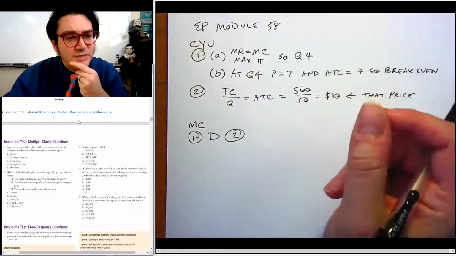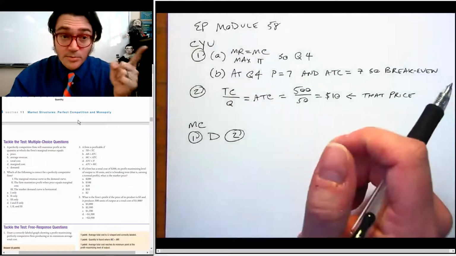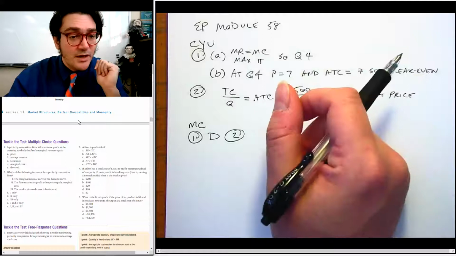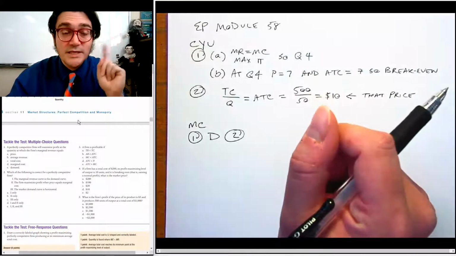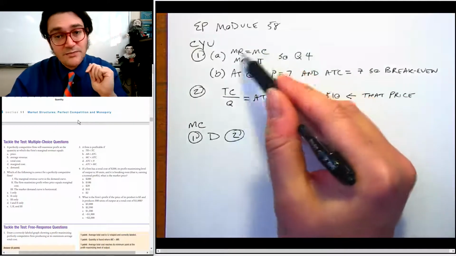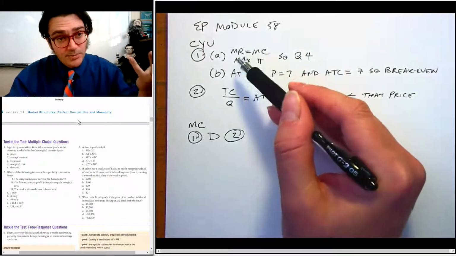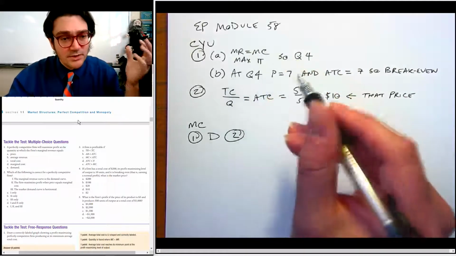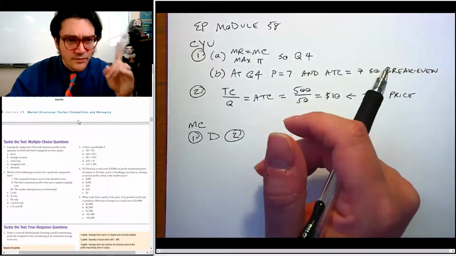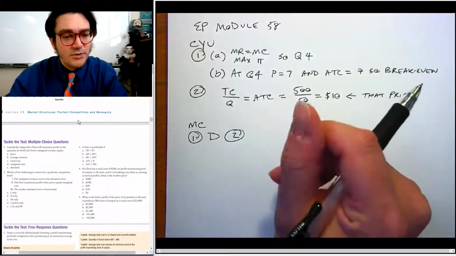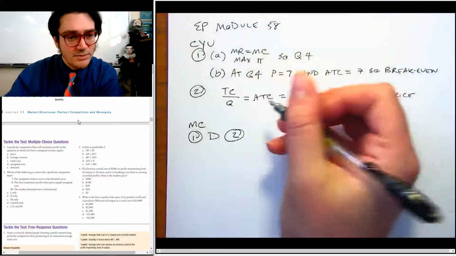Question 2, which of the following is correct for a perfectly competitive firm? 1, the marginal revenue curve is demand. MR equals D equals P, we know that. Okay, so 1 is true. 2, the firm maximizes profit when price equals marginal cost. We know they maximize profit when marginal revenue equals marginal cost, and price equals marginal revenue because of MR equals D equals P. So if we combine those two statements together, we know that 2 is also true. It's basically saying the same thing as the first multiple choice question. 3, the market demand curve is horizontal. MR equals D equals P is a horizontal line, if you remember. So all 3 of those statements are true. E.